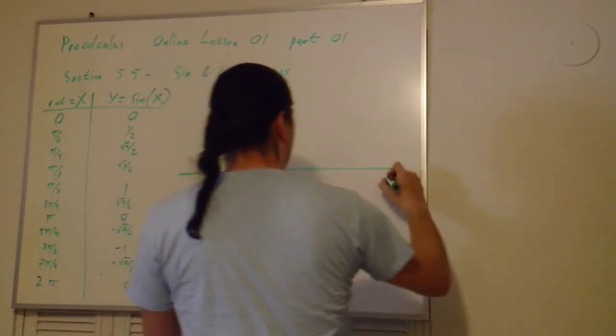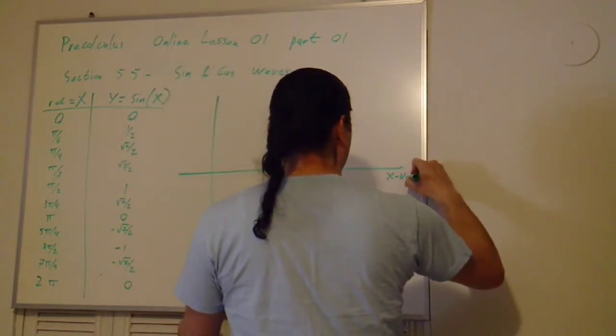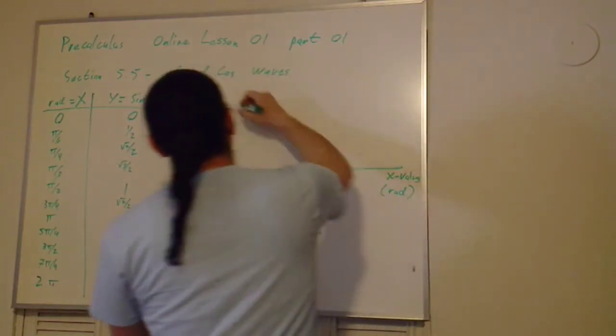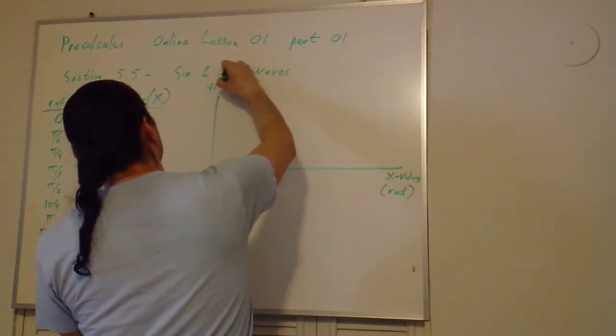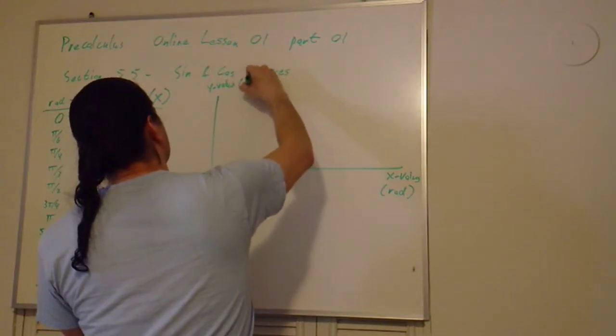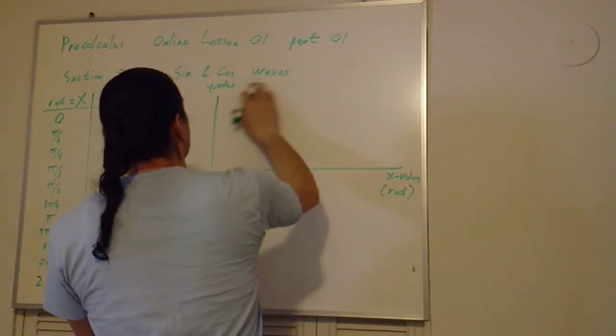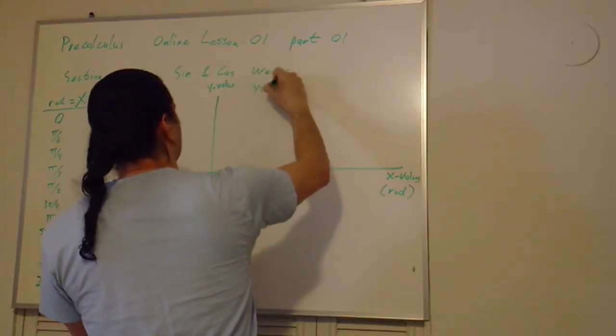These are my x values. And again, this is in radians. These are my y values. This is the sine. Let's see if I can write that a little better. Y values. Y equals the sine of x.